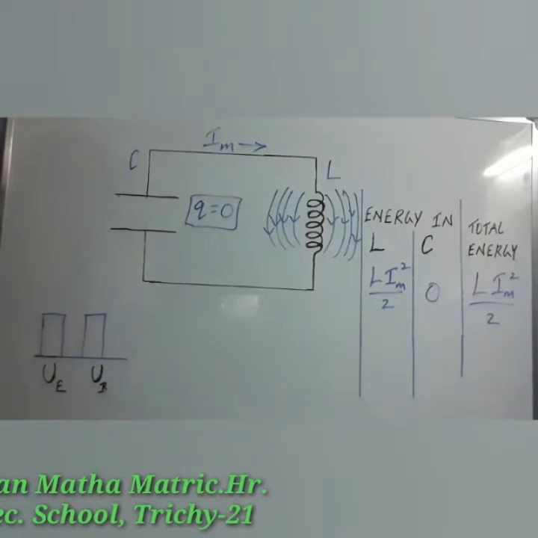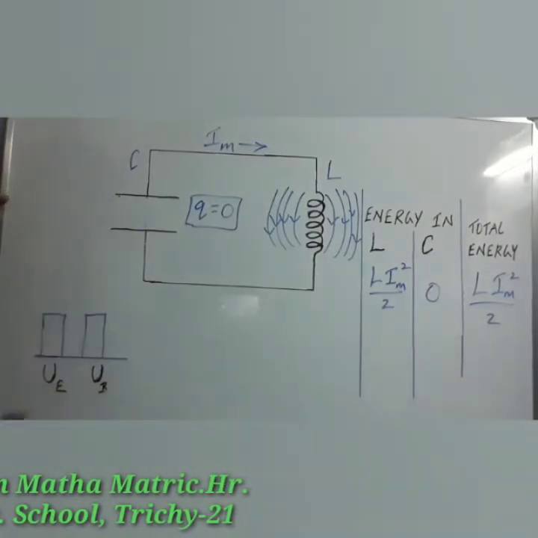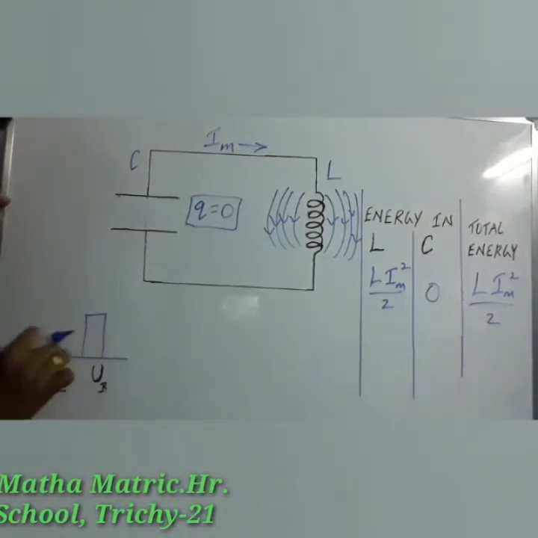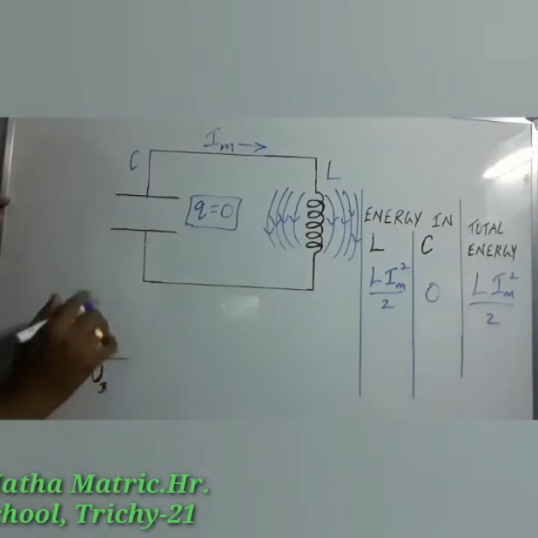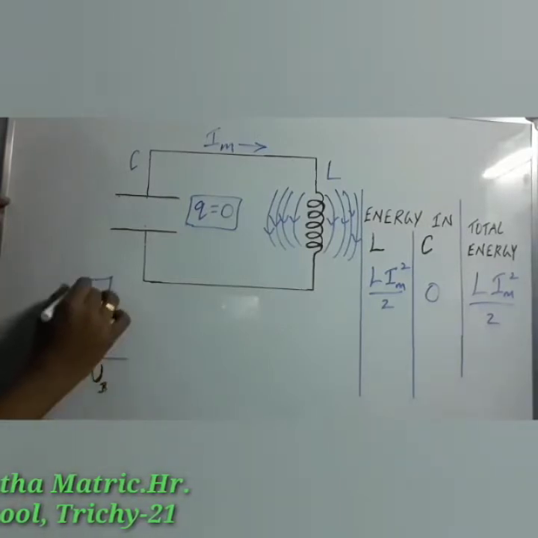In this diagram, we can represent that there will be no energy in the capacitor. So electrical energy is not there, it is 0. What about the magnetic energy? It is maximum now.